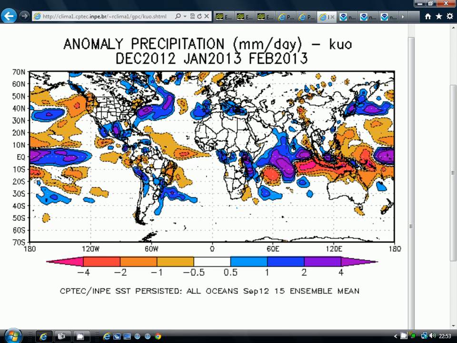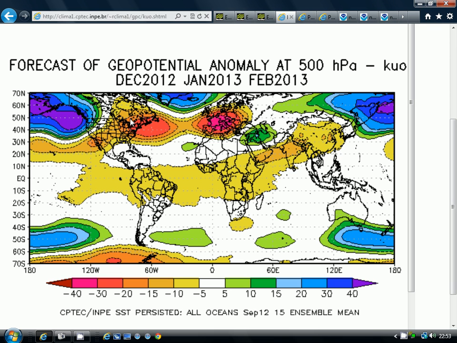Now remember, again, these are anomalies for a 3 monthly period, December, January, February, so this isn't a continuous anomaly. Go back to the 500 millibar height anomaly. This isn't a continuous sort of pressure setup throughout the whole 3 monthly period. It's the anomaly that you would expect or is being forecast for that 3 monthly period.